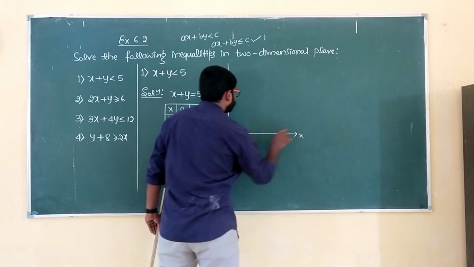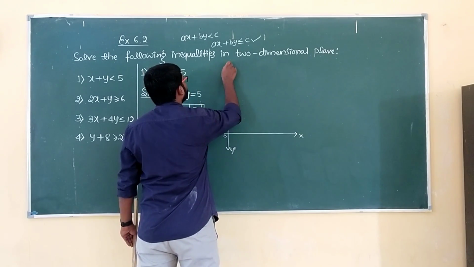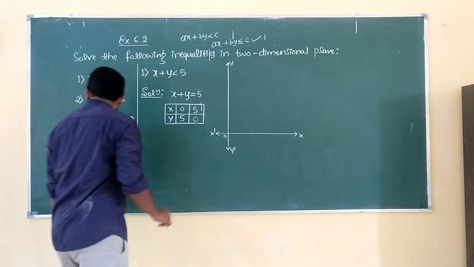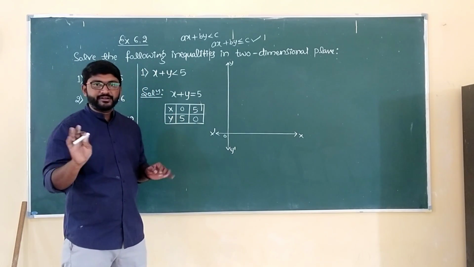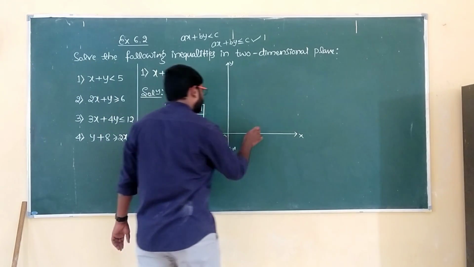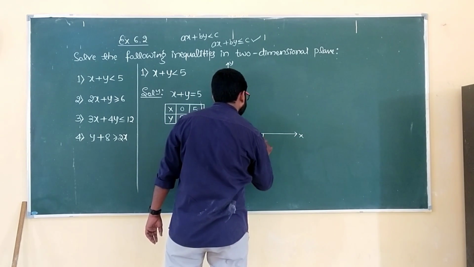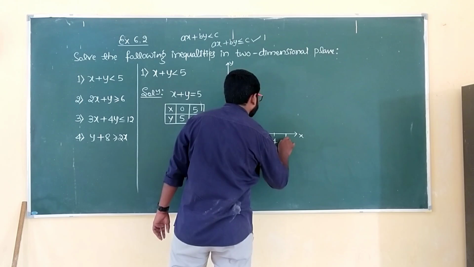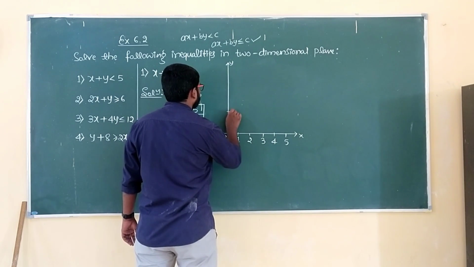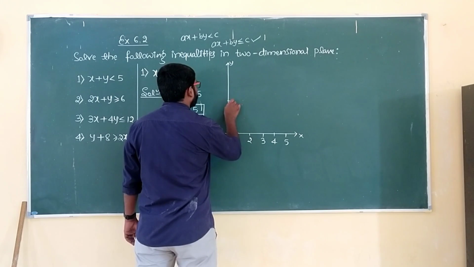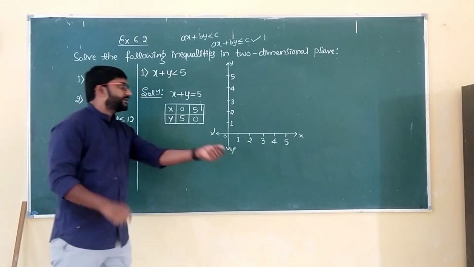So this is x dash, this is y dash, and it is y. Now here the maximum value of x is 5 and the maximum value of y is 5, so that we get a smaller graph. Let us consider some values on the x axis, 1, 2, 3, 4, 5, and some values on the y axis, 1, 2, 3, 4 and 5.